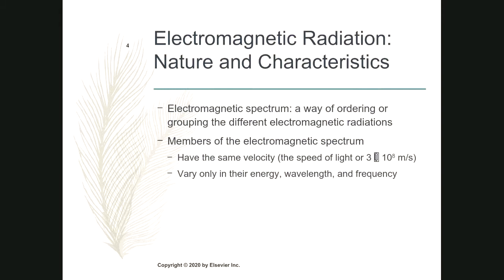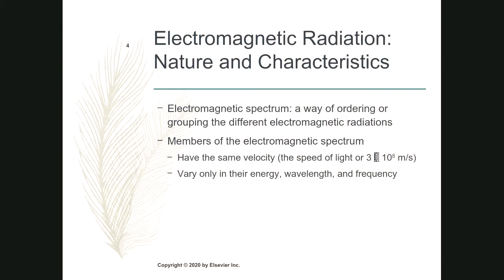When we look at some of the characteristics of electromagnetic radiation, what we end up with is an electromagnetic spectrum, which is a way to order or group all the different electromagnetic radiations. And as far as the members of the electromagnetic spectrum, looking at the picture on page 27, figure 3.2, that electromagnetic spectrum has all the electromagnetic energies listed on there, starting from the low end of the spectrum with radio waves and working our way up to X and gamma rays.